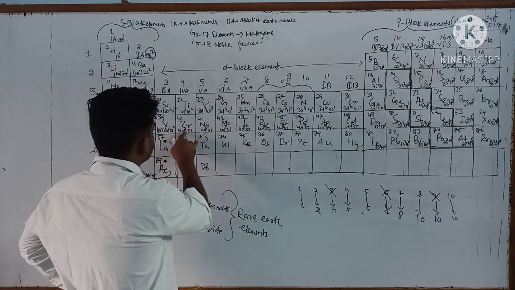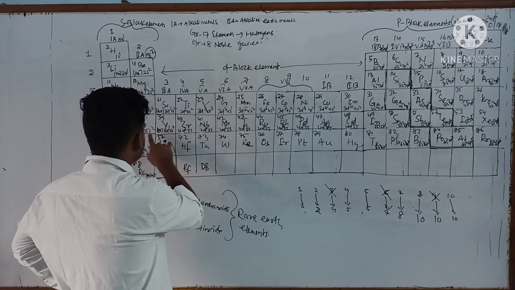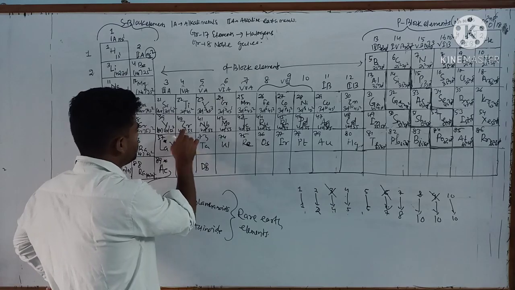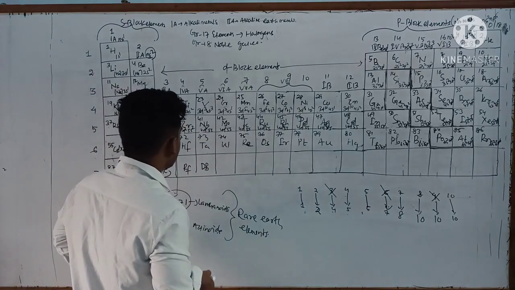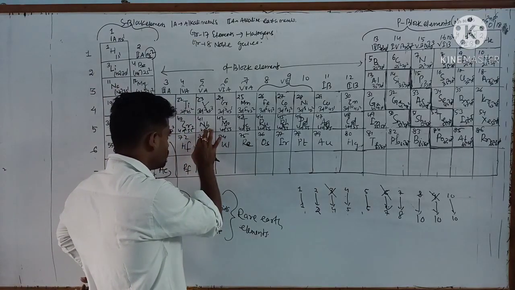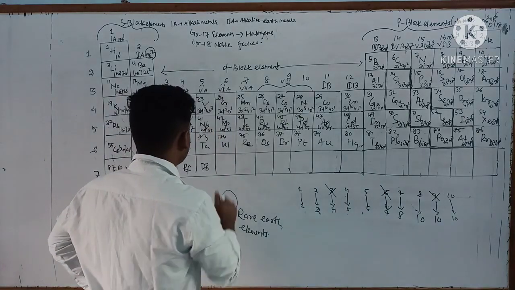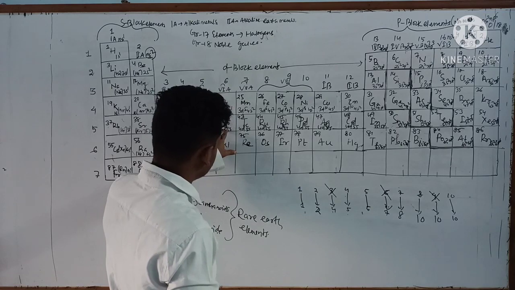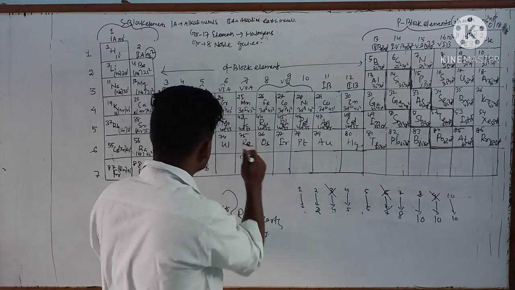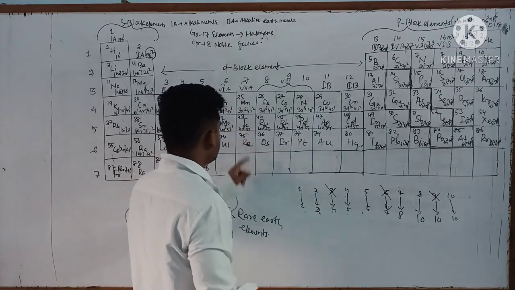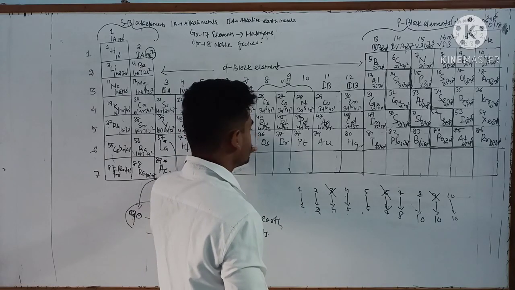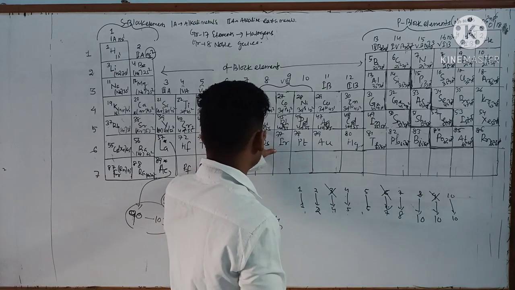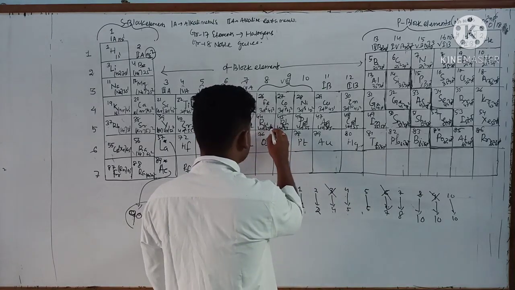2 electrons are there in d, so krypton 36 plus 2 is 38, so that will be 2. 36 plus this 4 will be 40, that will be 1. 36 plus 5, this will be 41, so that will be 1. 36, 5, 41, that will be 2. 36, 7, 43, that will be 1.